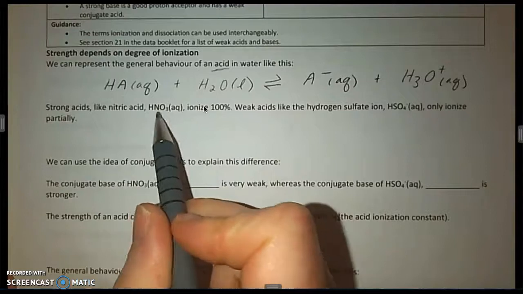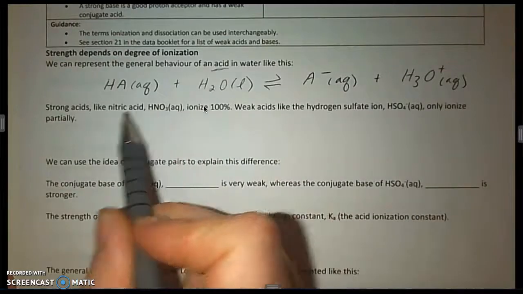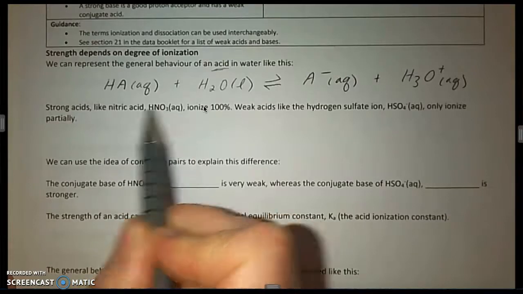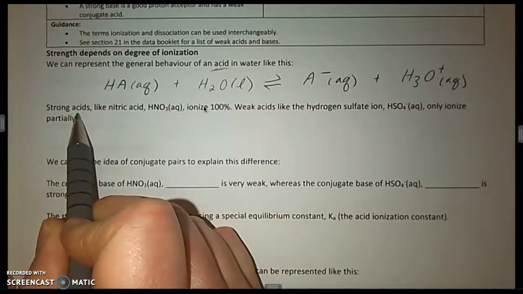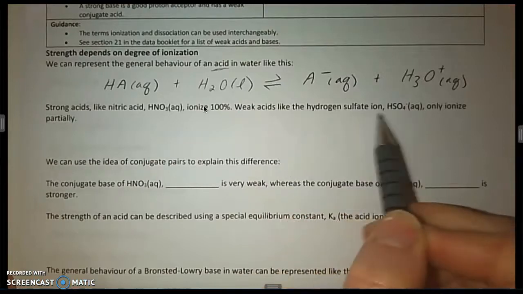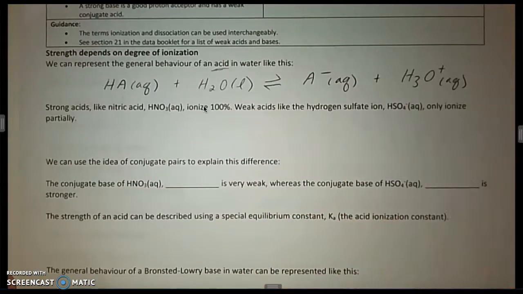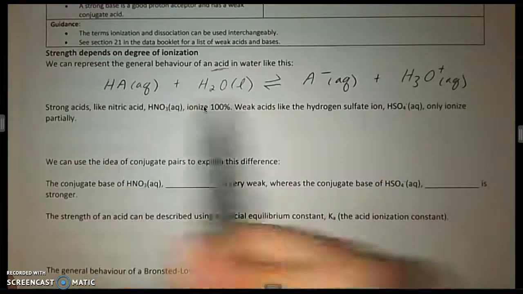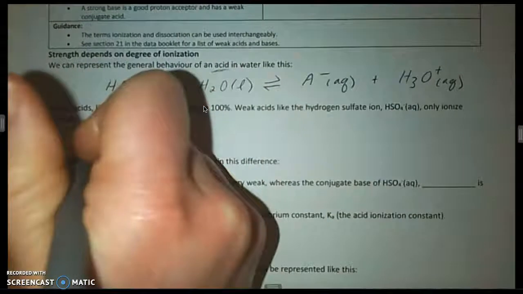We're going to look at two specific cases here. One acid we could talk about is nitric acid, which is a strong acid. And then we can also talk about weak acids. An example of a weak acid that I'm going to use today is the hydrogen sulfate ion. So I'm going to look at what the ionization reactions look like for these two acids, and we're going to compare them a little bit.